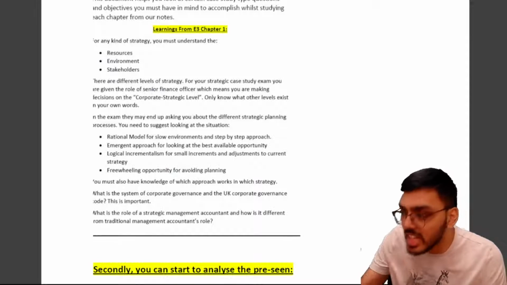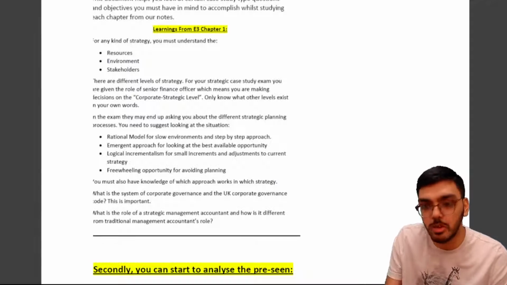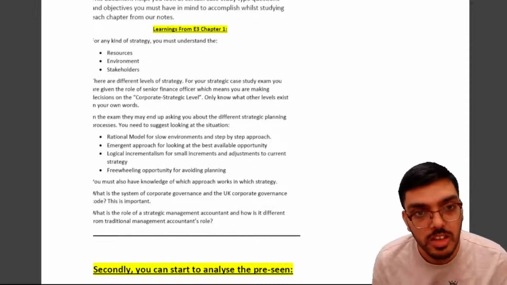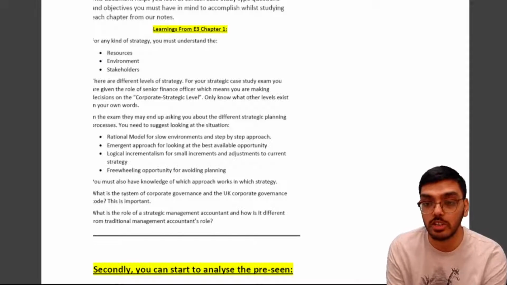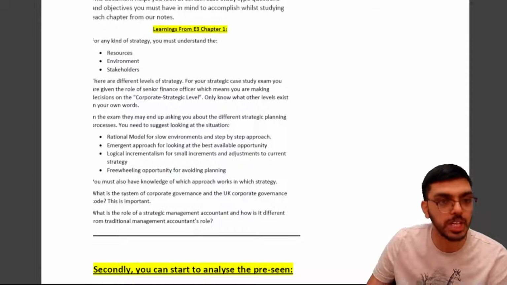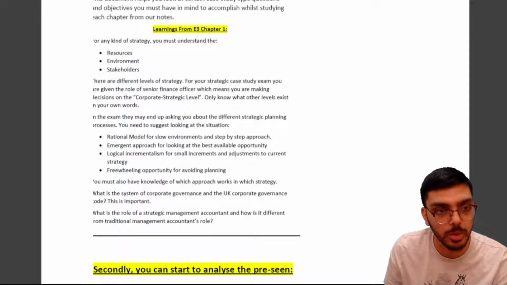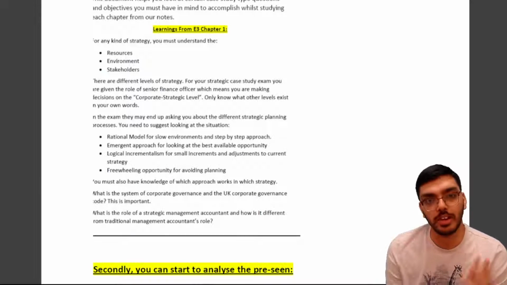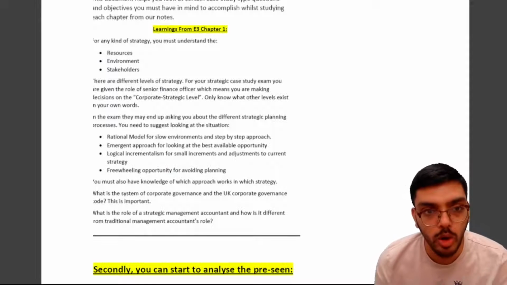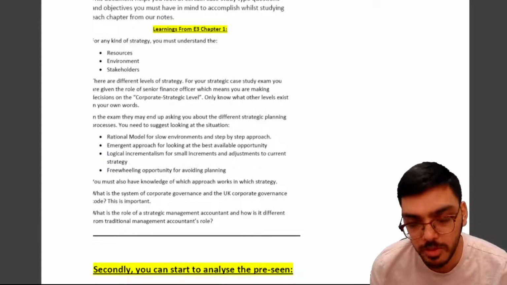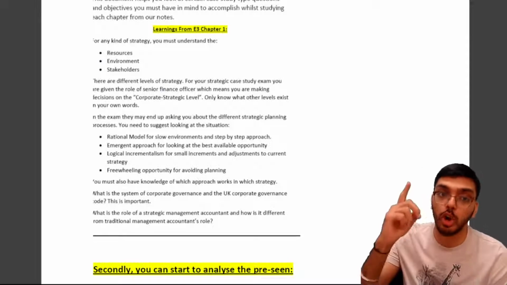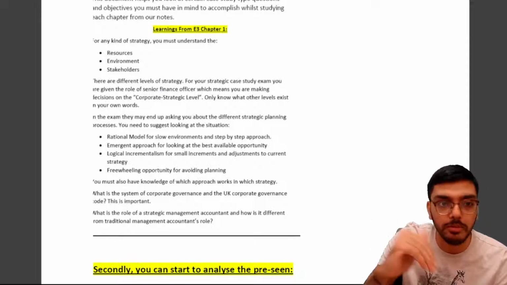So everything that is irrelevant, not needed, is something that you can simply leave out. Put it aside, and start focusing on what is mentioned in the learnings. And the learnings help you create your own explanations. For an example, let's pick learning number 2 from chapter 1, because it's a topic that we have spoken about. So it says there are different levels of strategy. For your strategic case study exam, you are given the role of a senior finance officer or a senior finance manager, which means you are making decisions on the corporate strategic level at the top of the organization.